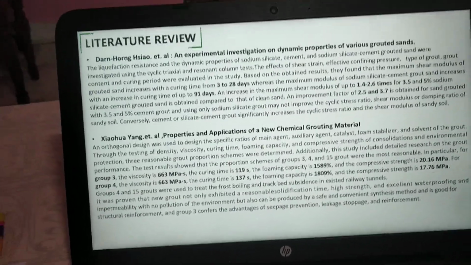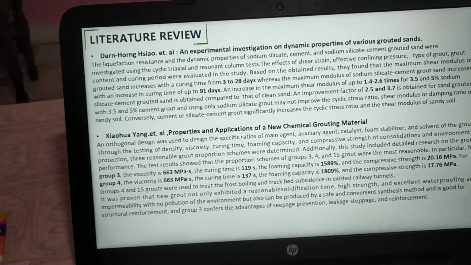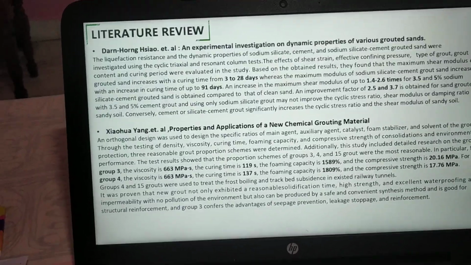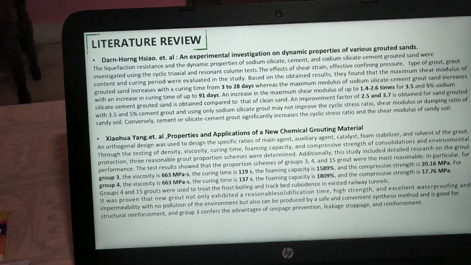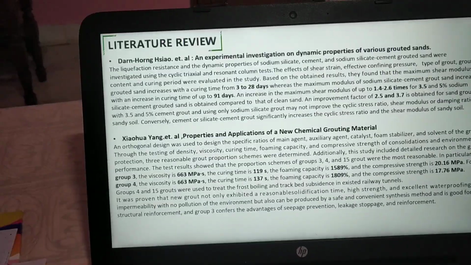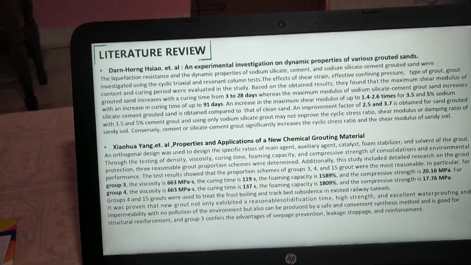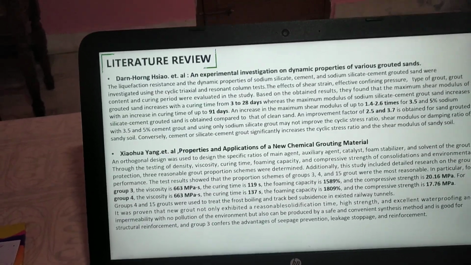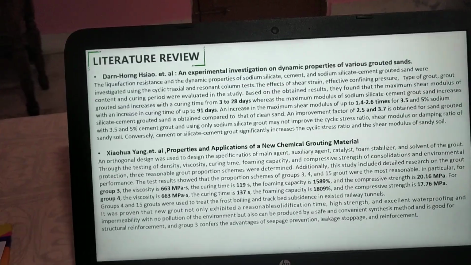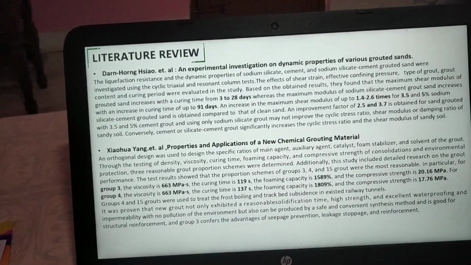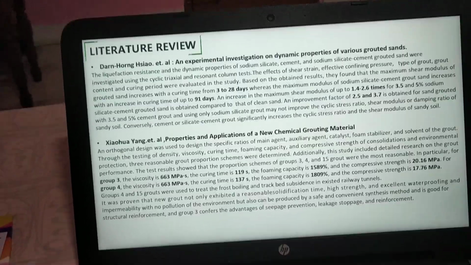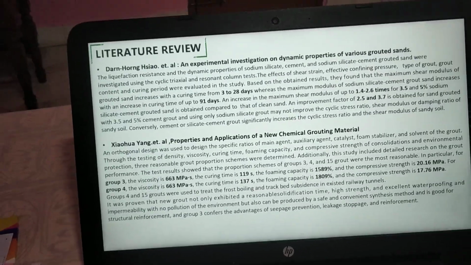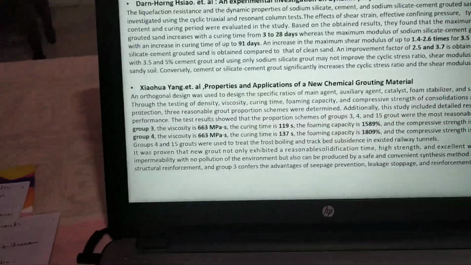They found out that there was an increase in the shear modulus of about 1.4 to 2.6 times whenever we change the concentration of the sodium silicate cement grout to about 3.5 to 5%. And there was an improvement factor of about 2.5 and 3.7 obtained for the sand grouted with silicate cement grout with a 3.5 and 5% cement concentration change. Conversely, this meant that the silicate cement grout will significantly increase the cyclic stress ratio as well as the shear modulus of the sandy soil that was initially given for research.